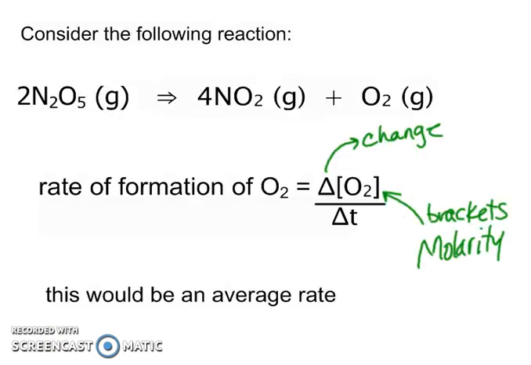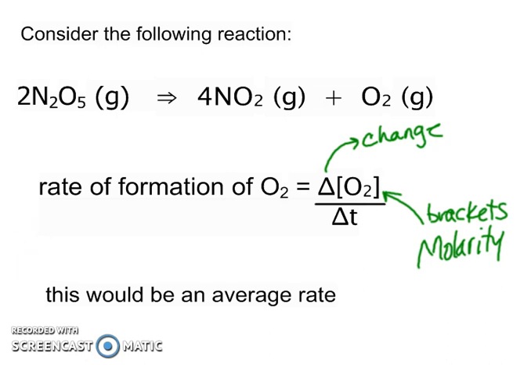So if we take a look at the reaction that we have here, we've got the decomposition of dinitrogen pentoxide. And we could define the rate of formation as the change in oxygen concentration over the change in time. The delta there means change, just like it does in math class. That's final minus initial. When we put brackets around a component, we do that to tell you that we're talking about molarity. So for now and forever, when you see brackets, that means molarity.